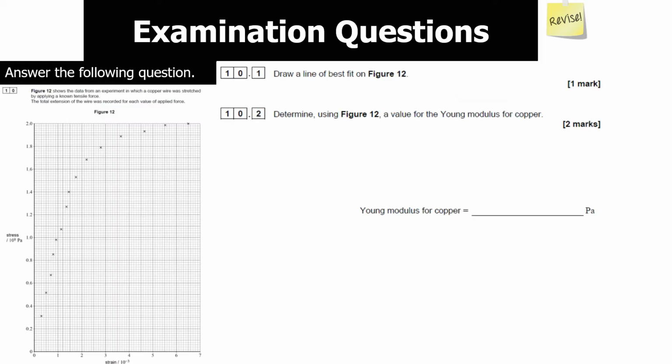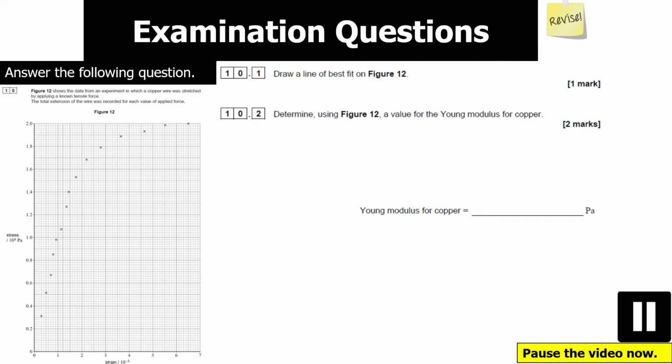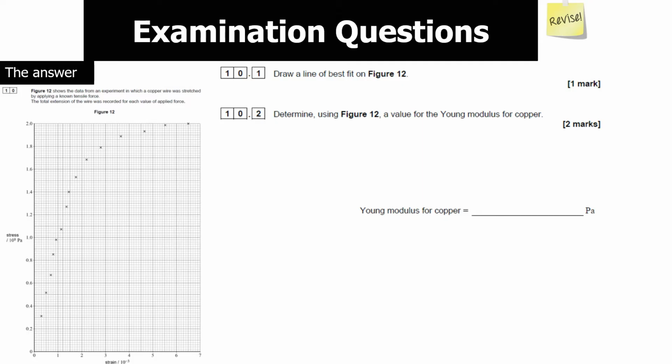Now the next question says, figure 10 shows the data from an experiment in which a copper wire was stretched by applying a known tensile force. The total extension of the wire was recorded for each value of the applied force. So again, draw a line of best fit on figure 12, then determine using figure 12 a value for the Young modulus of copper. So pause the video now, then unpause the video when you want to go through your answer. Right, so how do you answer this question?